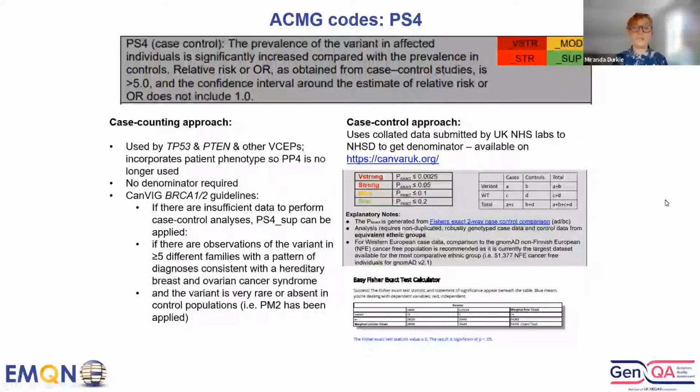And you can just use this very simple calculation called the Fisher's exact test to look at your cases with a breast or ovarian cancer, how many times you've seen that variant, how many were wild type, and then compare it to the controls, which we would use NOMAD for.